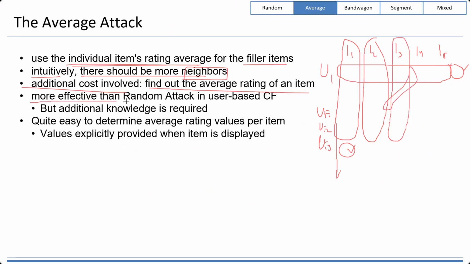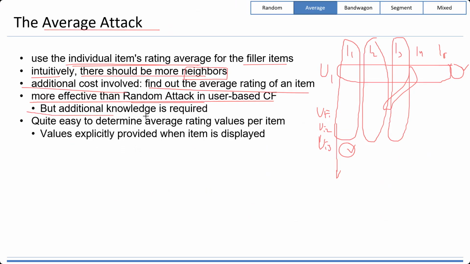And more effective than the random attack in the user-based CF. When you use this kind of average attack, it is better than the random attack. Because in the random attack, you need to consider the distribution, but this one is just using the average.